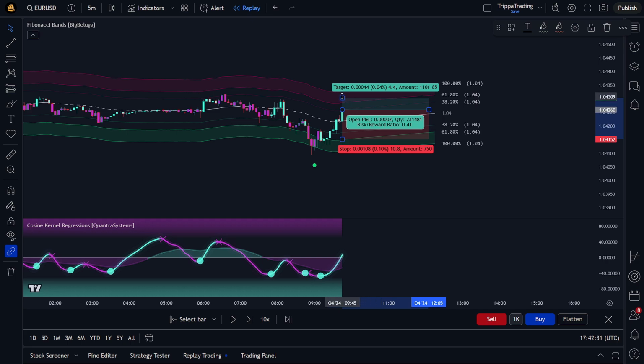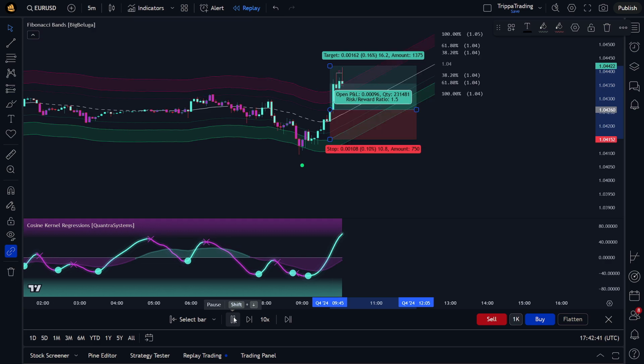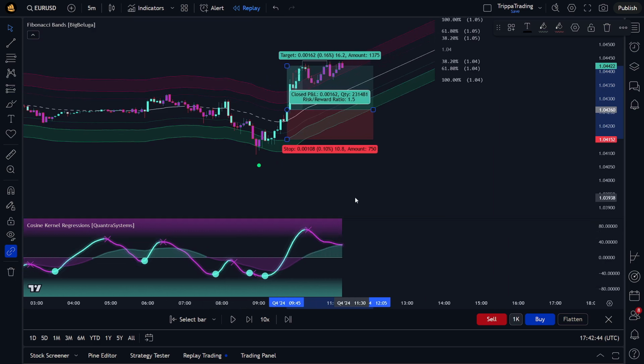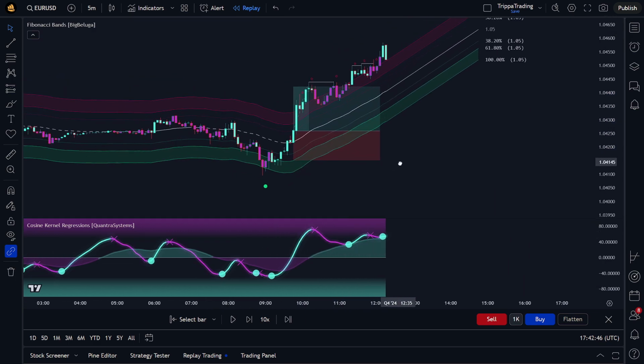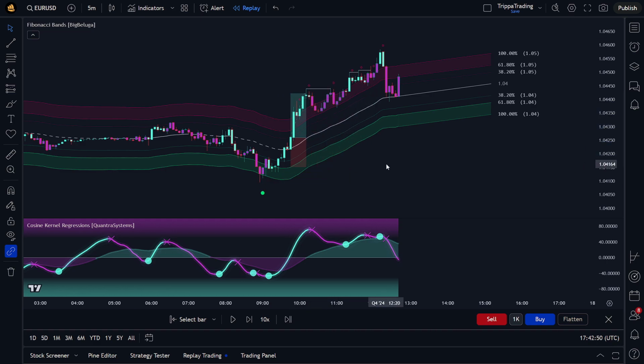So we place a buy order right here. The stop loss goes at the second last level of the Fibonacci bands to protect our position, and we aim for a 1 to 1.5 risk to reward ratio. As the trade progresses, the price continues to move upward, hitting our target profit with precision. This is another clear example of how effective this strategy can be.